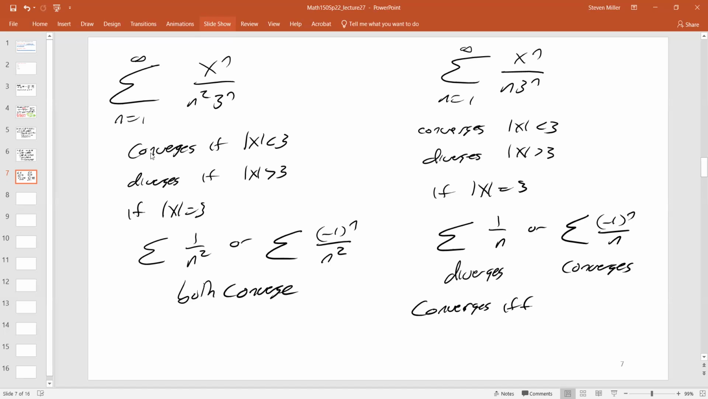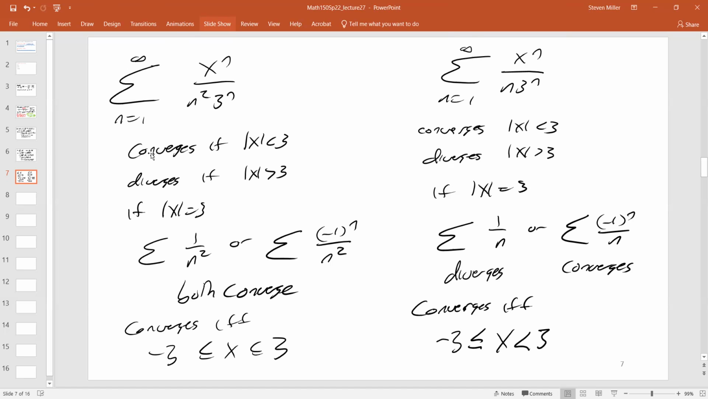So this one converges if and only if -3 is less than or equal to x, strictly less than 3. And here it converges if and only if -3 is less than or equal to x less than or equal to 3. So sometimes when we're using these tests, we can't immediately analyze what's going on at the very boundary.